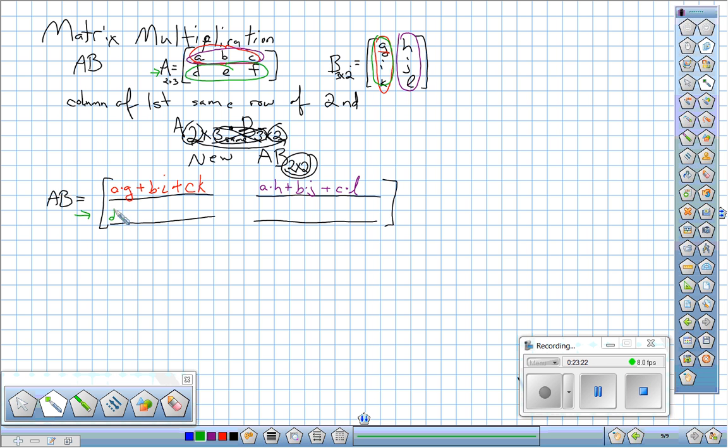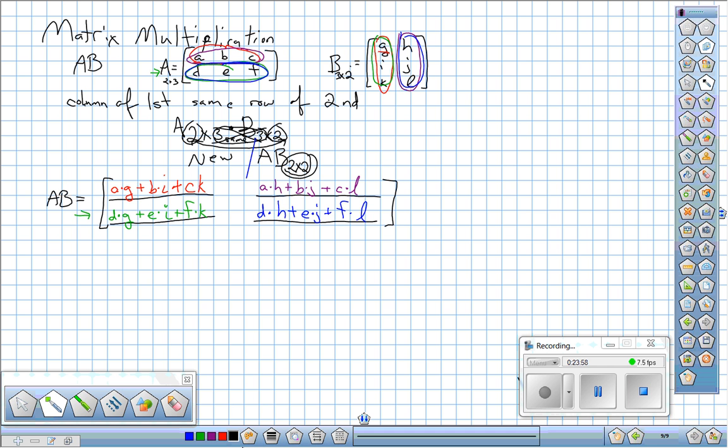So I have D times G plus E times I plus F times K. I'm just trying to spell a lot of bad words, is all that I'm trying to do. Then I'm going to have my second row and my right column. I will have D times H plus E times J plus F times L.